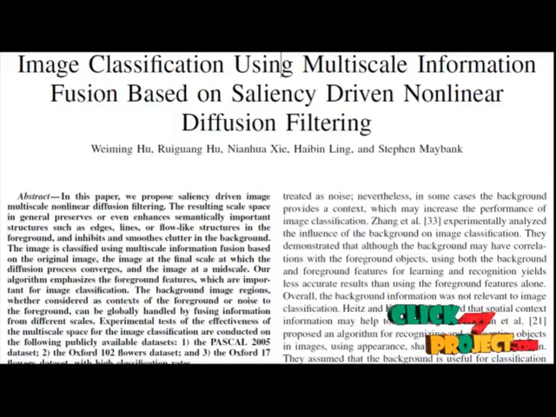Previous work experimentally analyzed the influence of the background on image classification. They demonstrated that although the background may have correlations with the foreground objects, using both the background and foreground features for learning, the recognition yields less accurate results than using the foreground features alone. Overall, the background information was not relevant to image classification. The results show that combining co-occurrence and spatial context improves the classification performance.